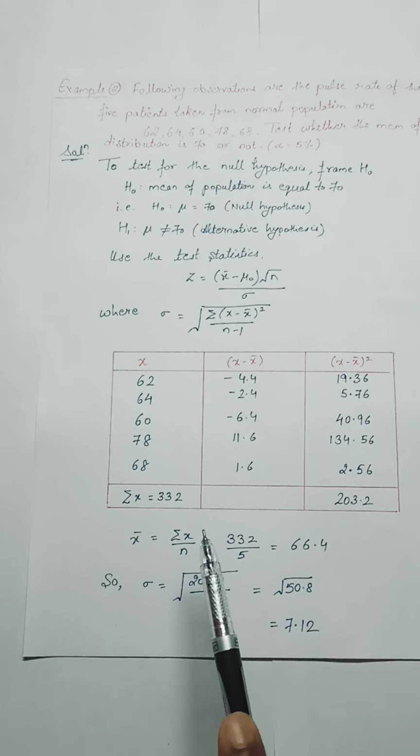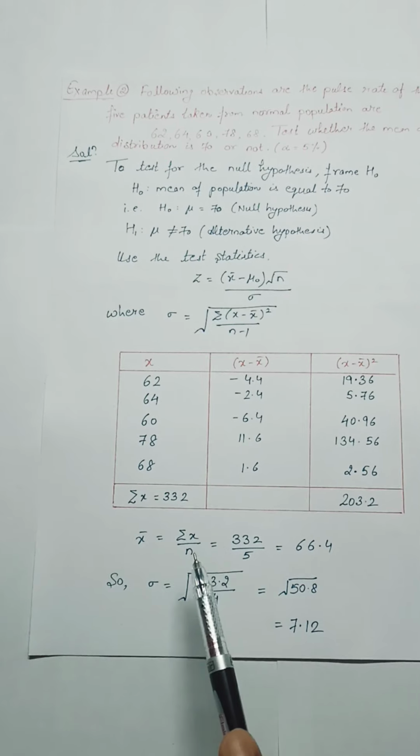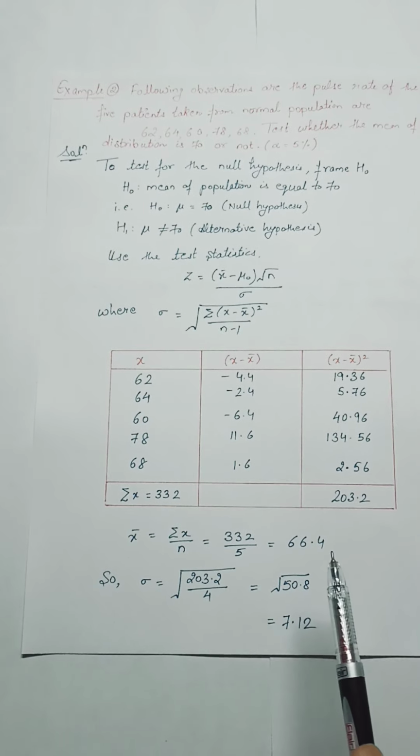What is the formula of mean? Summation of x upon n. So let's sum up these values, that is 332 upon n. That is total values, 5 values are there. 332 upon 5 will give you 66.4.